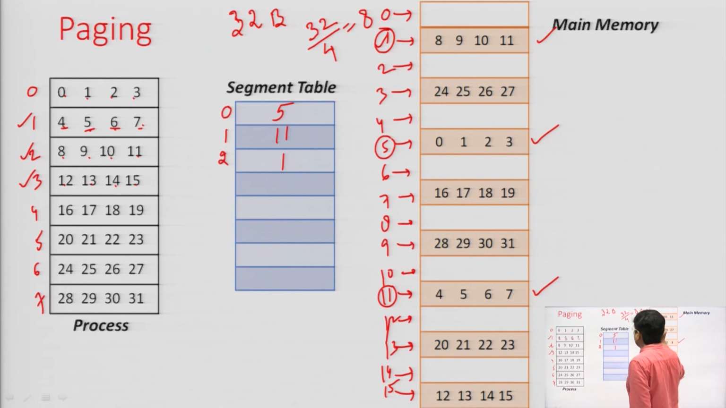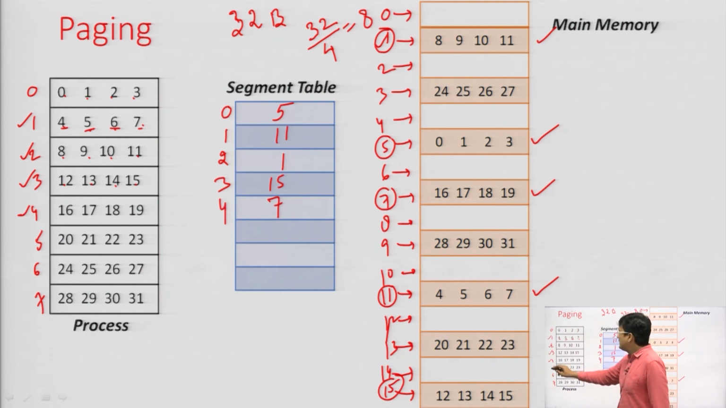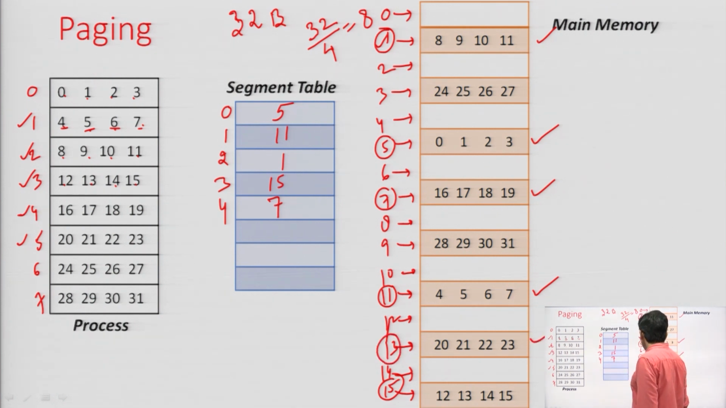where it is 12, 13, 14 and 15. So, this is in frame number 15. So, we maintain a record for this as well. Now, page number 4 is getting accommodated in frame number 7. So, we are maintaining a record of this as well. Page number 5 means 20, 21, 22, 23. This is getting accommodated in the frame number 13.